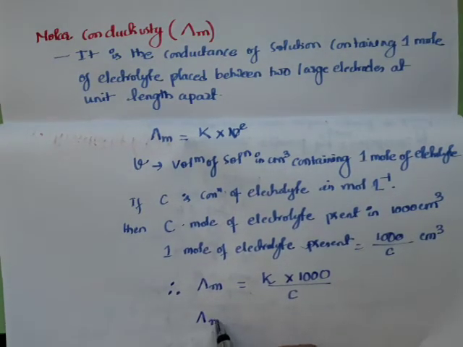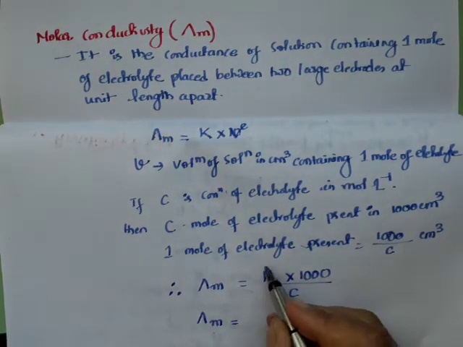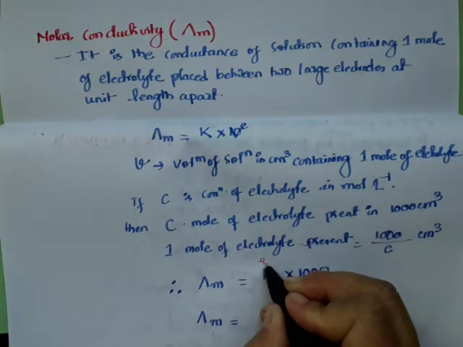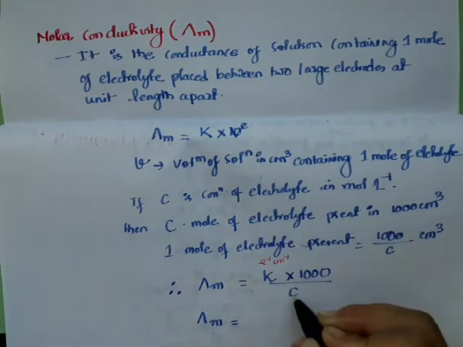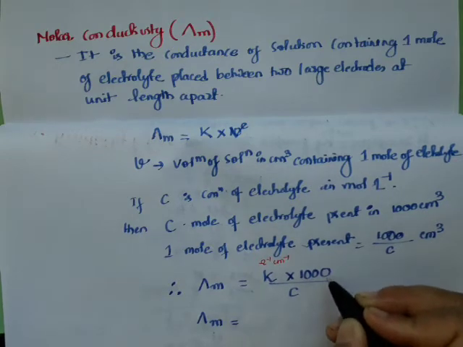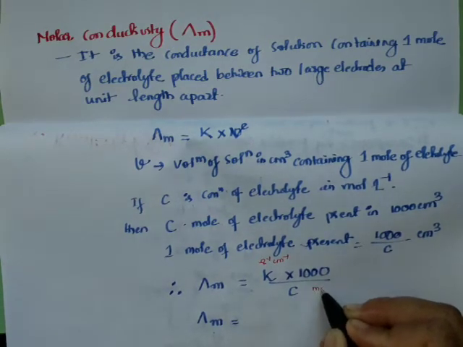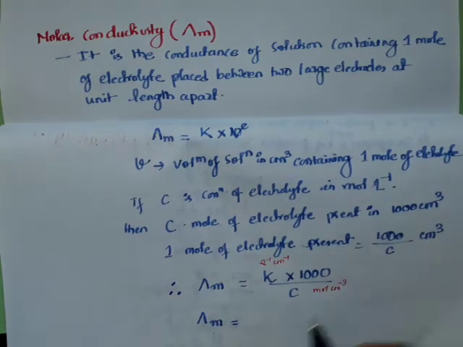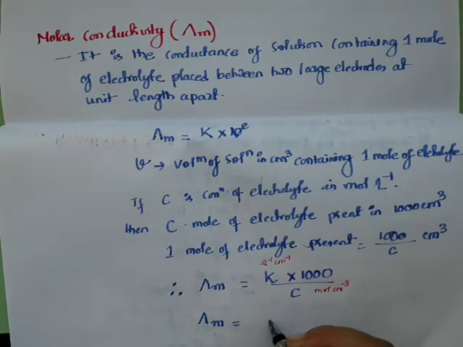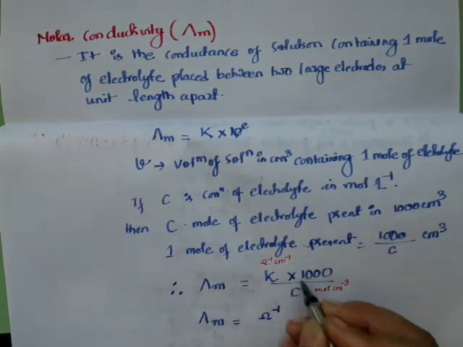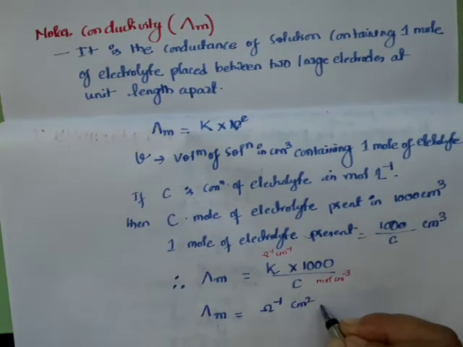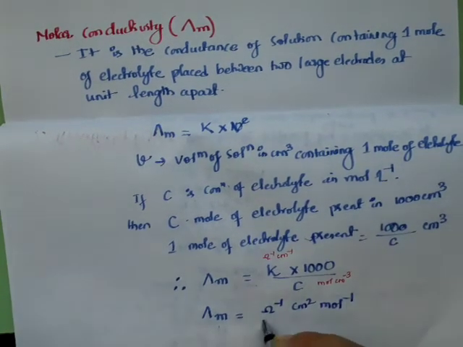Okay, and what is the unit for lambda? So this is your kappa, right? It is in ohm inverse centimeter inverse. This is in liter, mole per liter, right? That is your centimeter cube. Now mole per centimeter cube. So what can you write this as? You will get the unit of this as ohm inverse, when this goes up, plus 3 minus 1, centimeter square, then mole inverse.